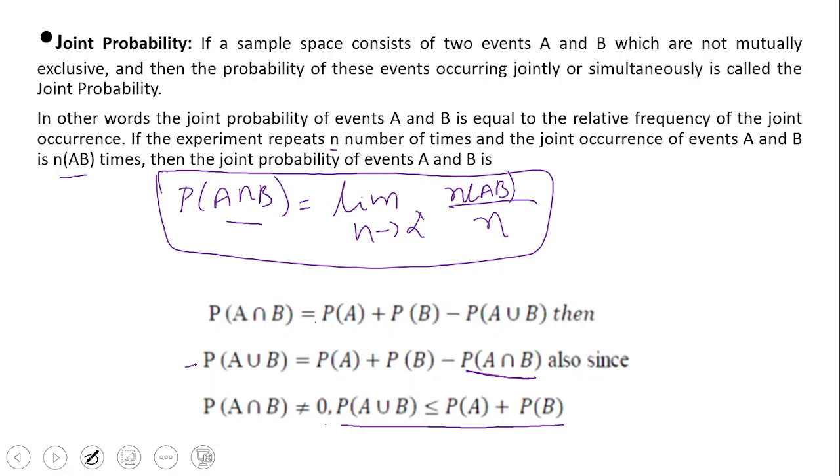If A and B are mutually exclusive events, then P of A intersection B is 0, because mutually exclusive means there is no common part. There is no occurrence of both events A and B at the same time. Then P of A intersection B is 0, and we can say P of A union B is P of A plus P of B. So if there is some joint occurrence, then the union is always less than or equal to the sum of the individual probabilities.